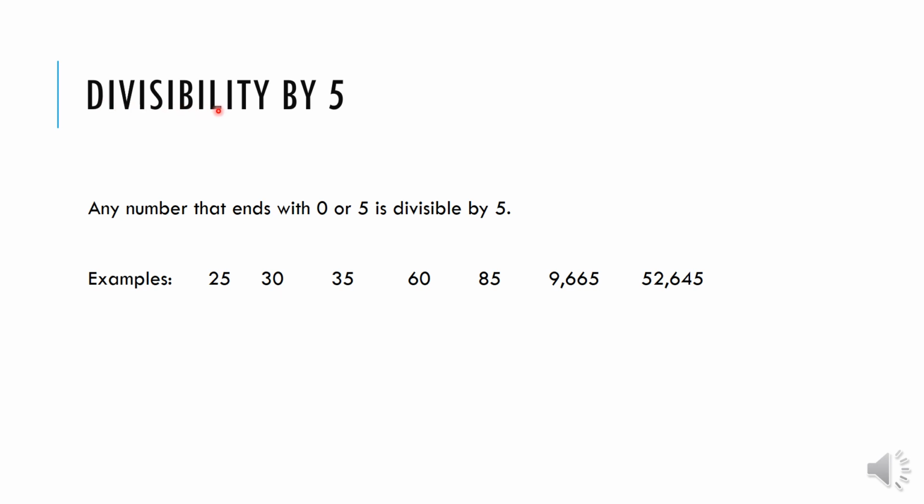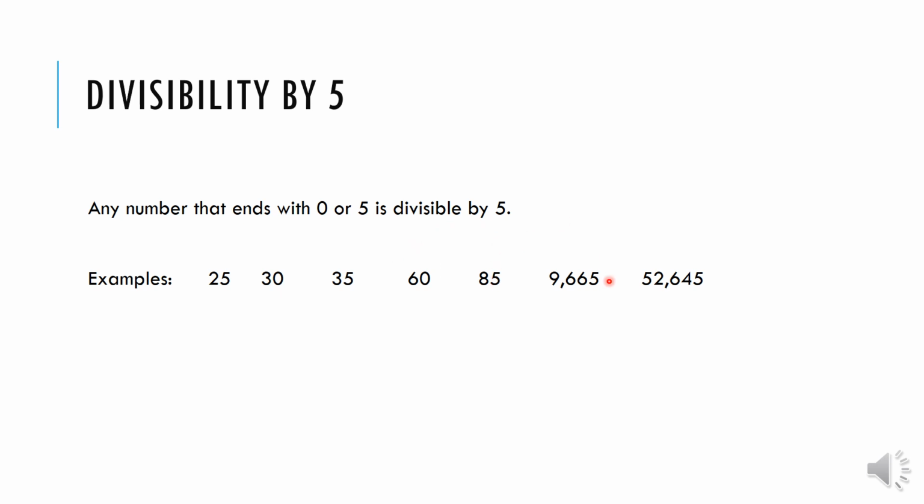Divisibility by 5. Any number that ends with 0 or 5 is divisible by 5. For example, 25, it ends with 5, so it's divisible by 5. We can divide it by 5. 30, it's divisible by 5, since it ends with 0. 35, it's divisible by 5, since it ends with 5.